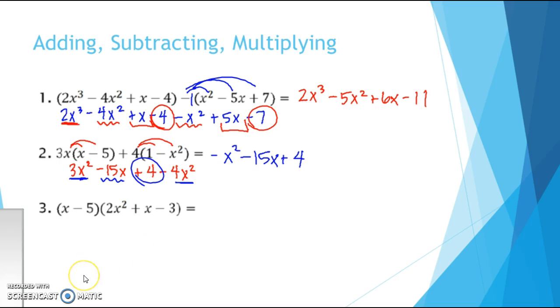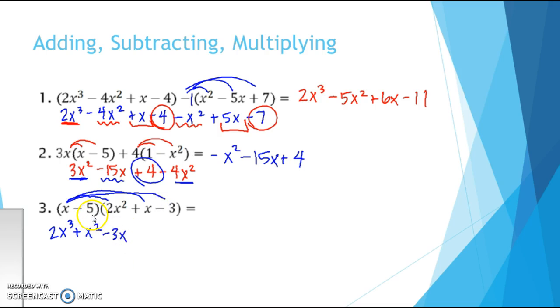And then for number 3, we've got multiplying. For multiplying, we're going to either FOIL or box. So we'll do both, just so everybody can see which way they want to use. To FOIL, I'm going to take each of these terms in my first parentheses and multiply them by everything in my second parentheses. So I've got to do x times 2x squared, which is 2x cubed, x times x, which is x squared, and then x times negative 3, which is negative 3x.